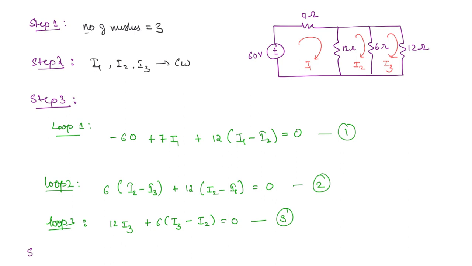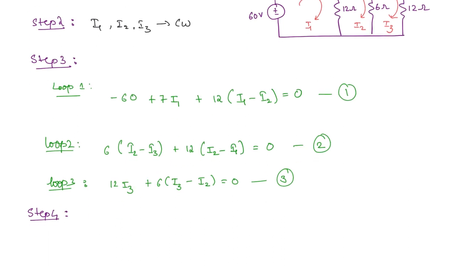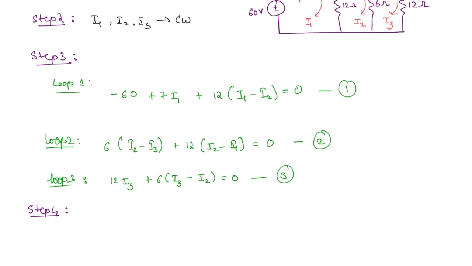Now what is the final step? You just have to solve these 3 equations. If you solve, I will give you the final answer. You're going to get I1 equal to 6 amperes, I2 equal to 4.5 amperes and I3 equal to 1.5 amperes. So this is how you have to do the mesh analysis.